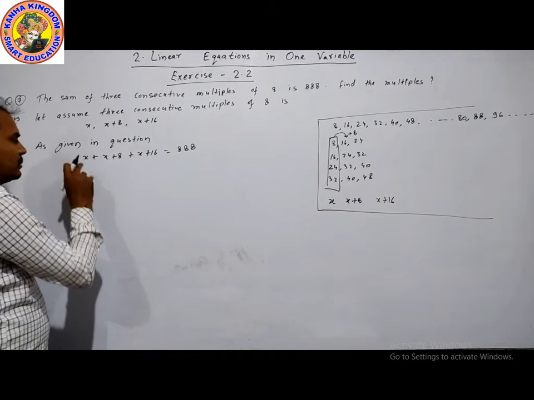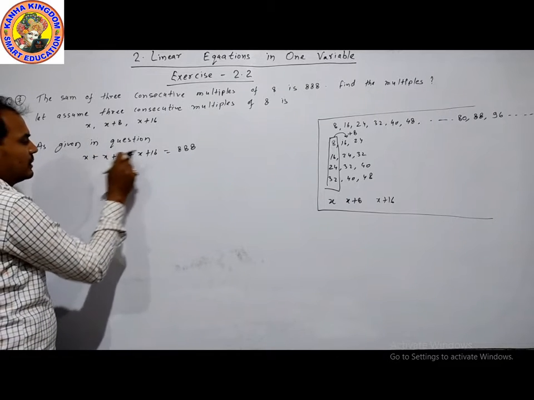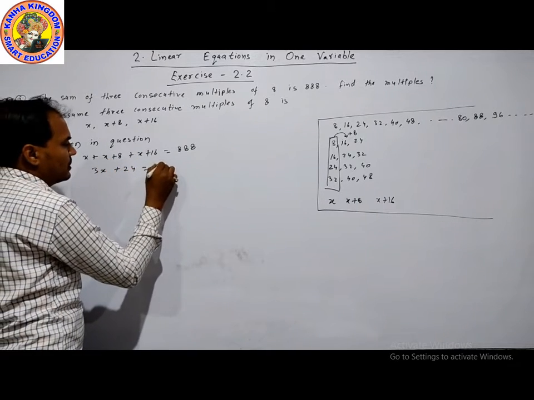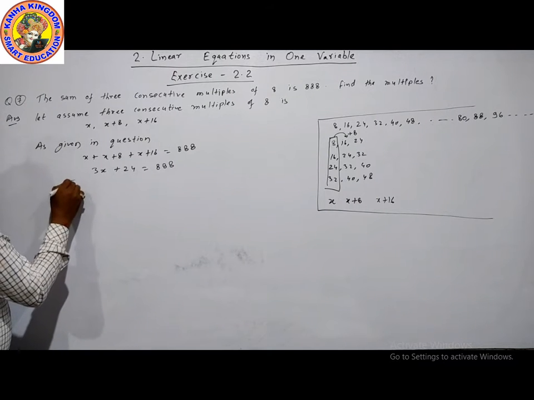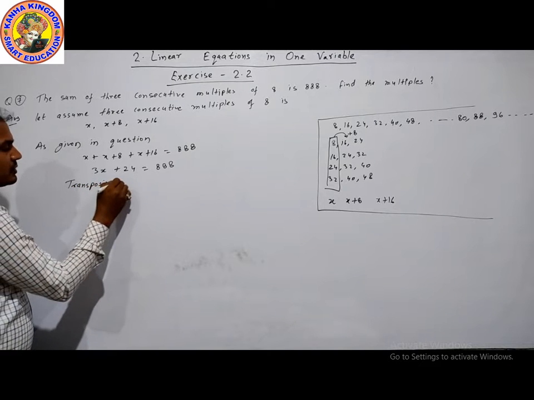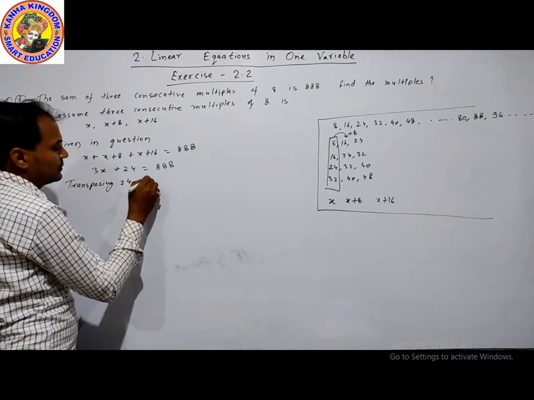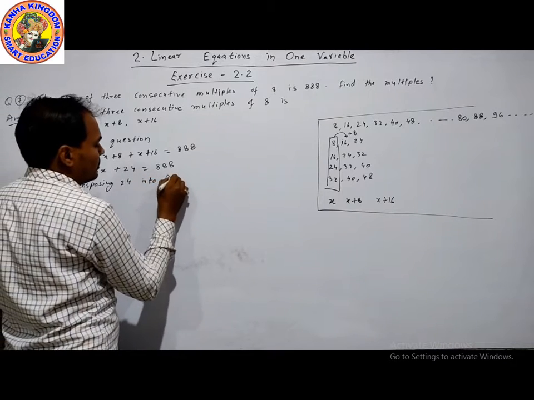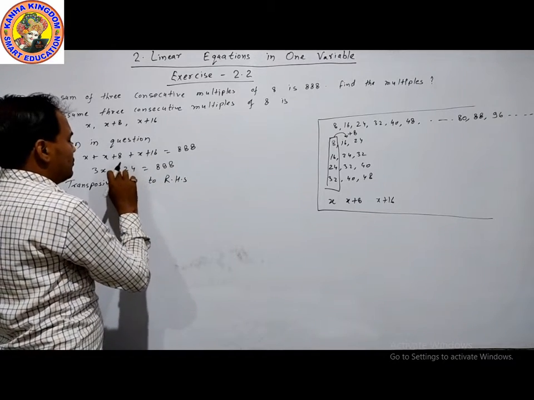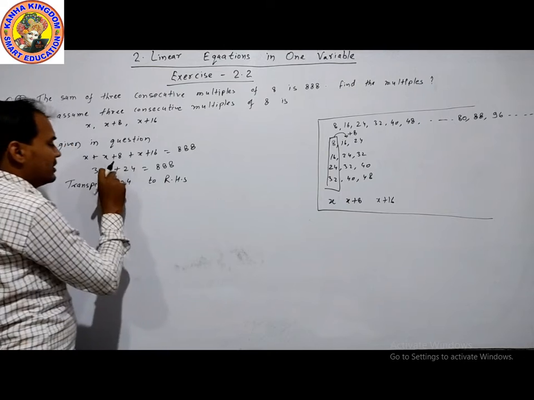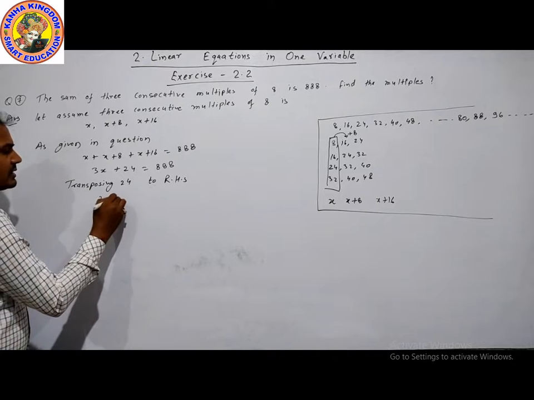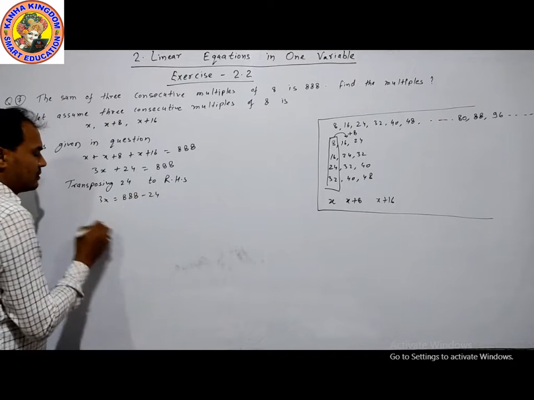First number, second number, third number: x 1 time, 2 time, 3 time. 3 times x, plus 8, 16, which is 24, is equal to 888. Now transposing 24 to the right hand side, the sign of 24 will be changed. The sign is plus, so moving to the right hand side it will be minus. 3x is equal to 888 minus 24.